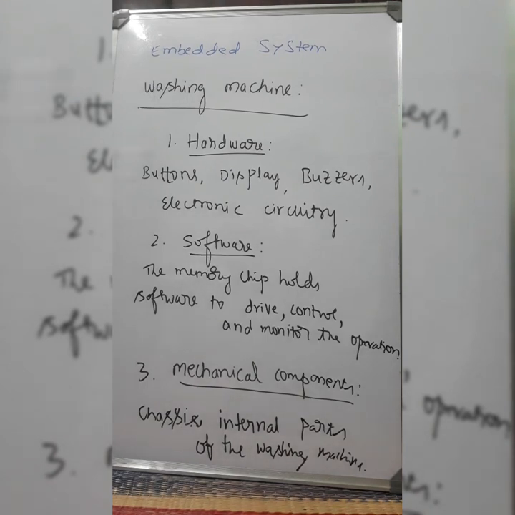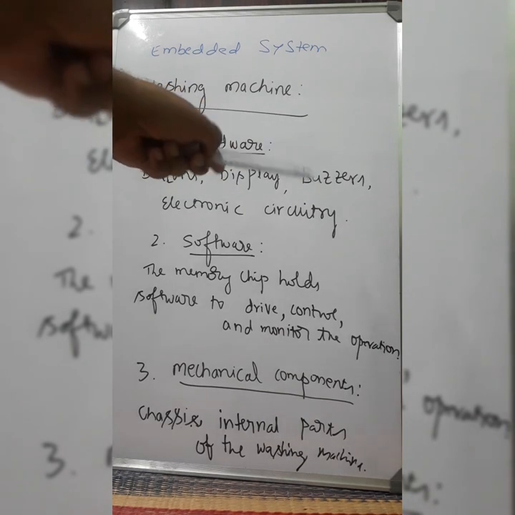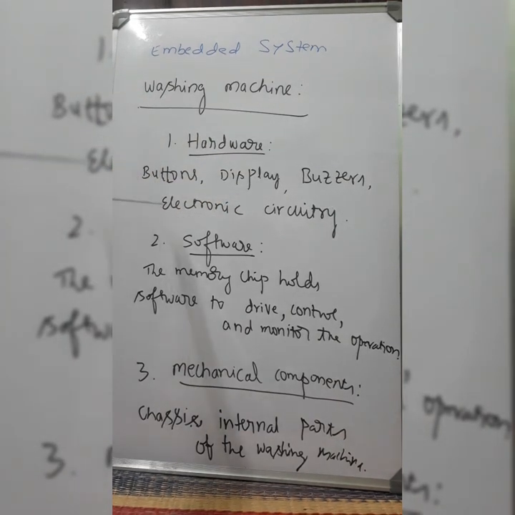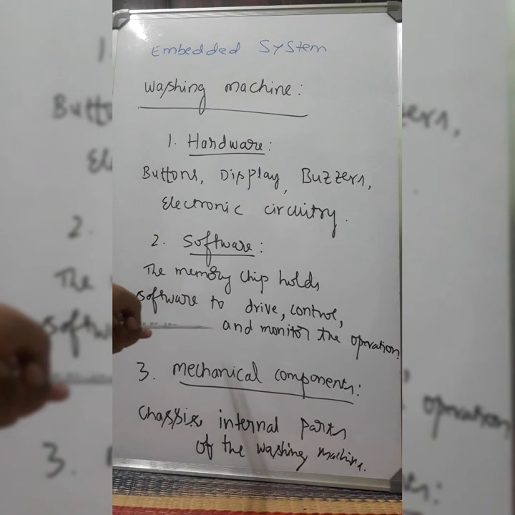An example for an embedded system, to call it as an electromechanical system used for specific purpose, is the washing machine. The washing machine consists of hardware, software, mechanical, to call it as an electromechanical system. Hardware consists of buttons, display, buzzers to alert the user that clothes washing is completed. Then electronic circuitry, which controls the electronic system of the hardware. Then the software will have the memory chip, wherein there is a software to drive, control and monitor the operation of the washing machine.